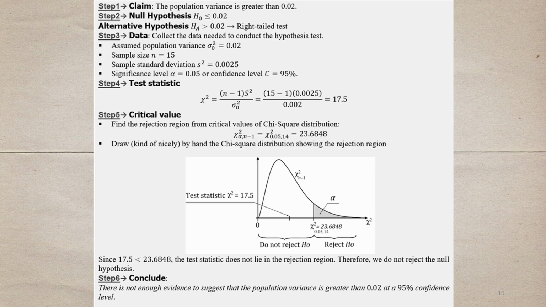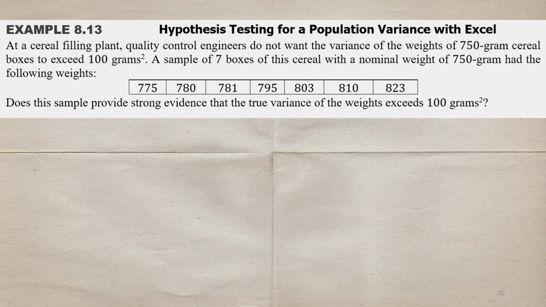Step 3. Collect the statistics from the problem statement. Step 4. Calculate the test statistic. Step 5. Find the critical value from the chi-square distribution. You can see that the test statistic of 17.7 does not fall in the rejection region. Finally, Step 6. Make a concluding statement. Something like, there is not enough evidence to suggest that the population variance is greater than 0.02 at a 95% confidence level.